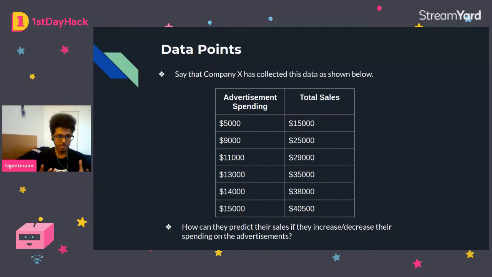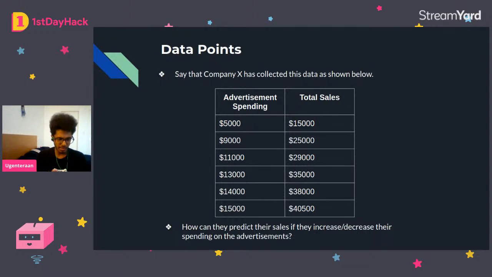So what we are always trying to do in machine learning is to draw some sort of conclusion from the data that we have, and use that conclusion to predict or forecast some kind of future event, or even to model the past events. So let's say, for example, that you have this company X. They are selling some product, and they are doing some advertisements. So this is the data about their advertisement and their total sales.